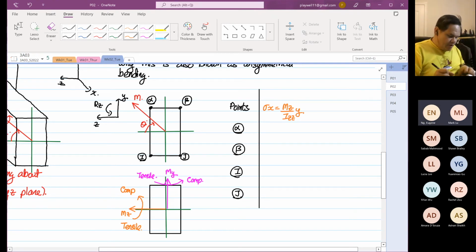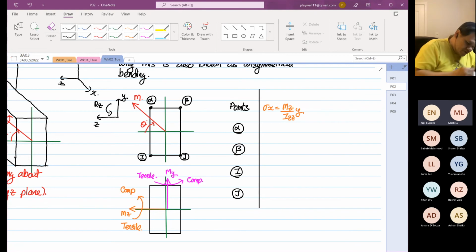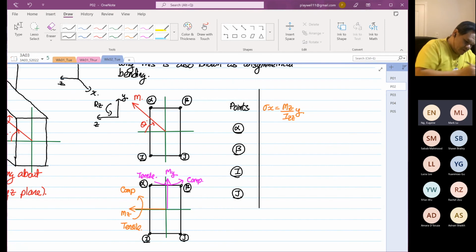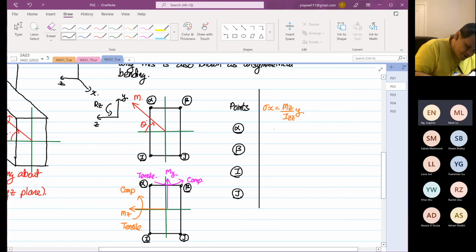Okay. So I want you to focus on the bottom diagram. Okay. I want you to look at Mz, the orange color one. Okay. And I will also label over here alpha, beta, I, and j. Okay. And as you can see, right, point alpha, right, I want you to focus on Mz, and at point alpha, we know it's under compression.